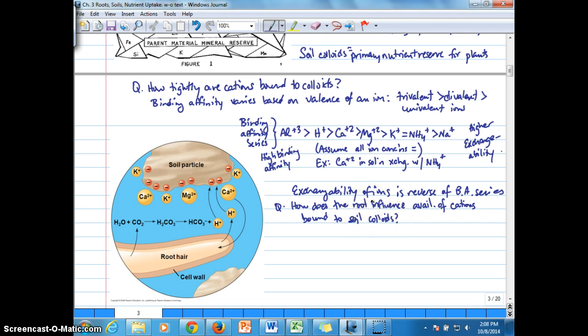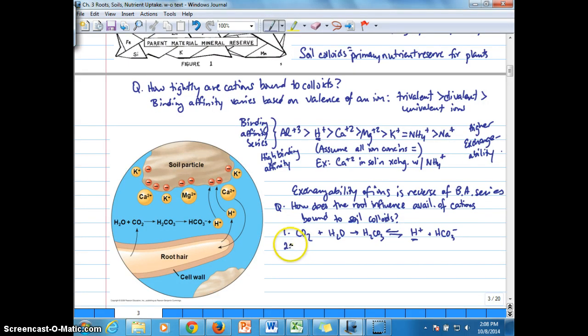Okay, so what you can see in the diagram is that, in one way, plants are respiring carbon dioxide, and when carbon dioxide mixes with water, it produces carbonic acid, H2CO3. And in solution, the acid will dissociate into hydrogen ions plus bicarbonate ions. And those hydrogen ions, if we look back at our binding affinity series, can easily displace some of these lower binding or higher exchangeable ions. So that's one way that the plant can influence the different kinds of cations that would be coming off of the soil colloids and into the solution.